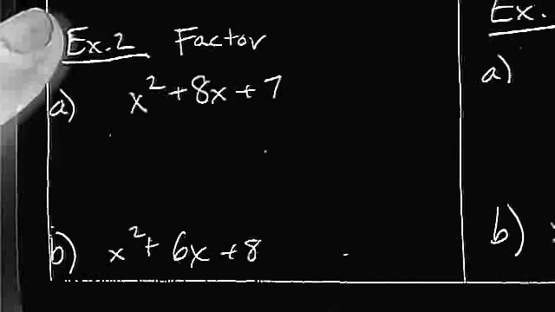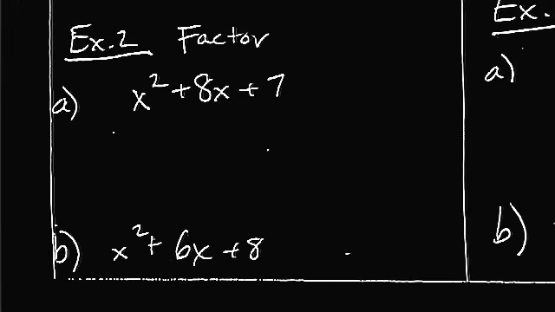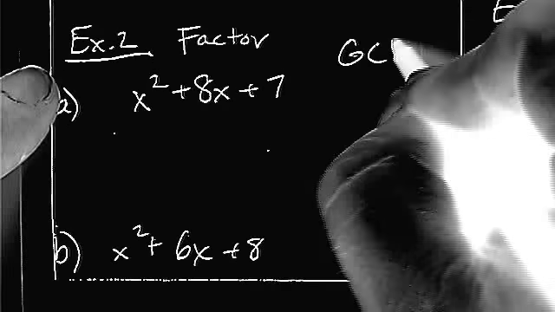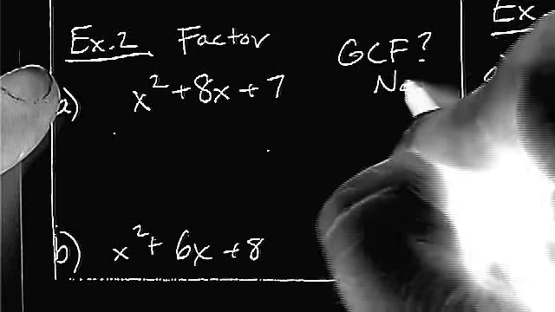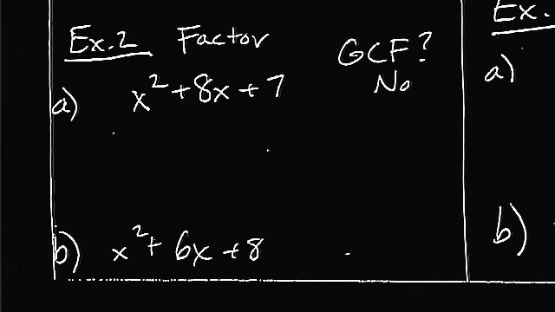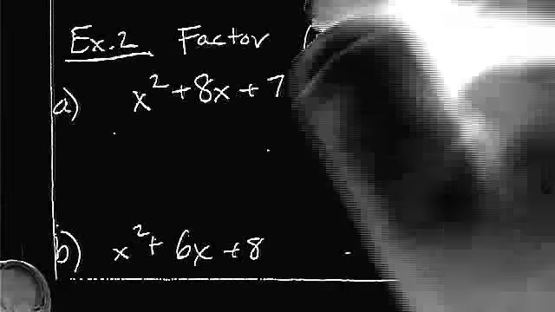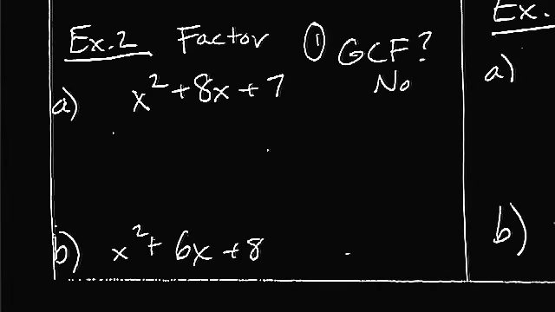Now, you'll notice in this next example, I'm always going to say, is there a GCF? And the answer to that one is no, there's no GCF. But that's the first question I have to ask, always: is there a GCF? I'm not going to do any of these problems without pulling out a greatest common factor, because I make my life much more difficult if I do.